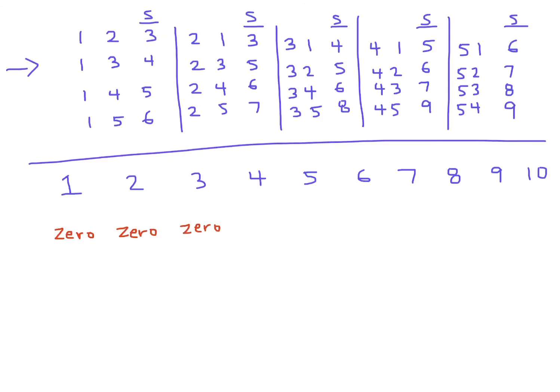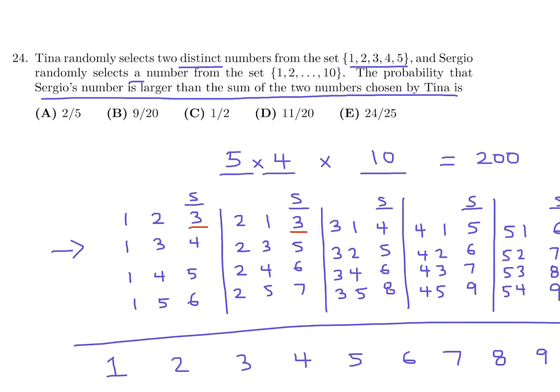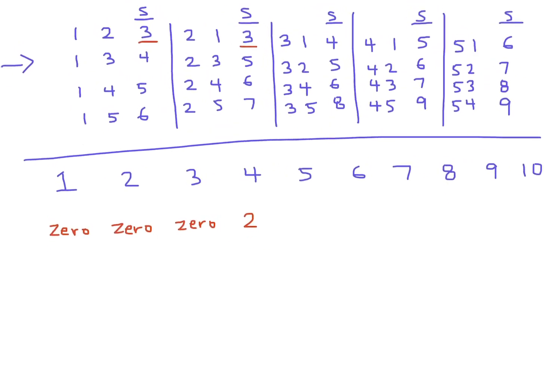But once we get to 4, the answer is yes. This one. We have 2 possibilities. When Sergio chooses a 4, what was her name? Sorry, Tina. I forgot her name. If Tina has a 1 and 2, that will be a sum of 3, and therefore 4 will be greater than 3. If Tina selects 2 and 1, she will have a sum of 3, and 4 is greater than 3. So there's 2 possible ways that can work. And similarly, we got to figure this whole thing out.